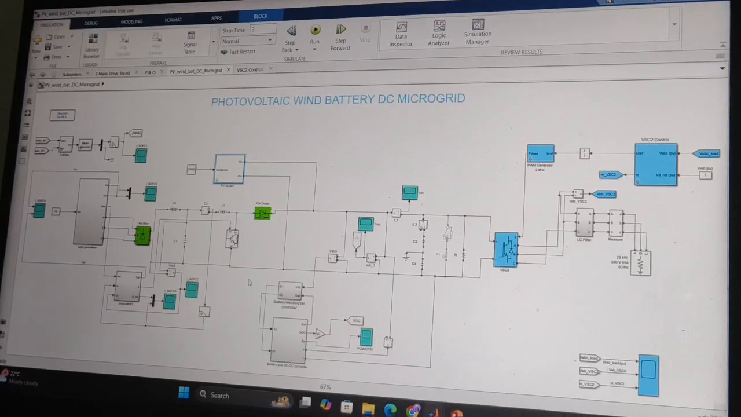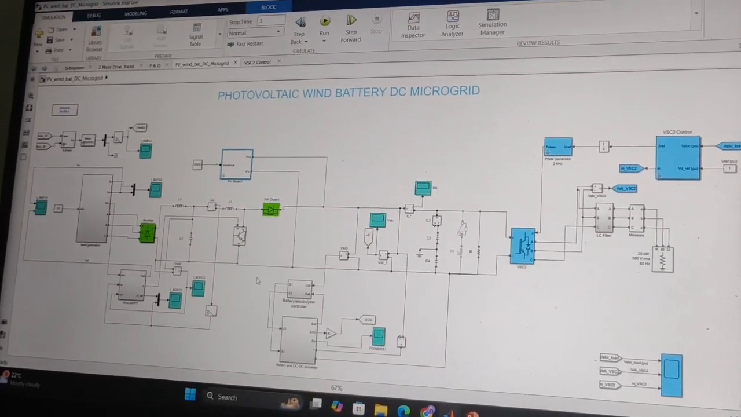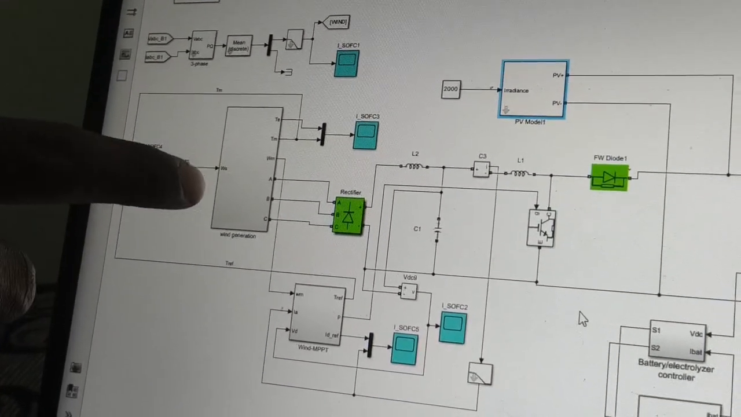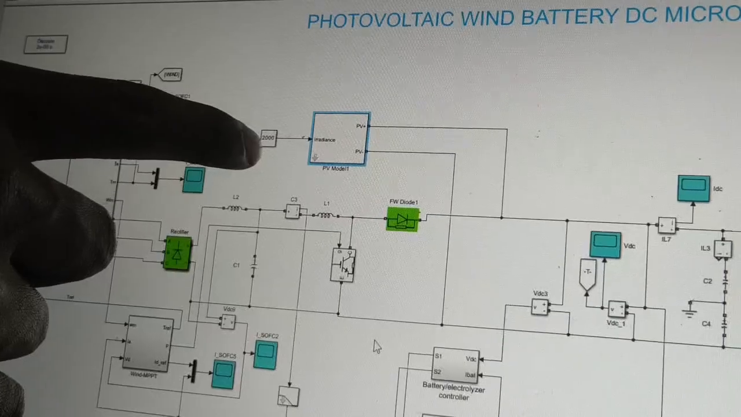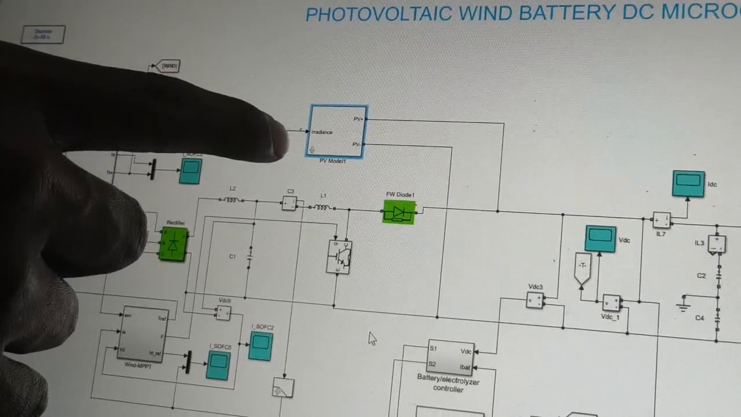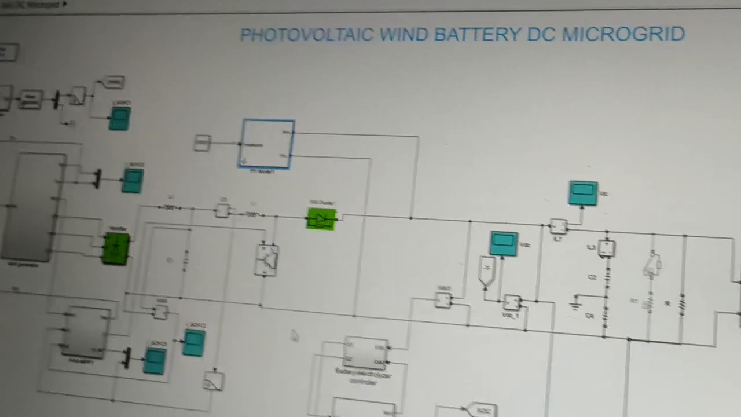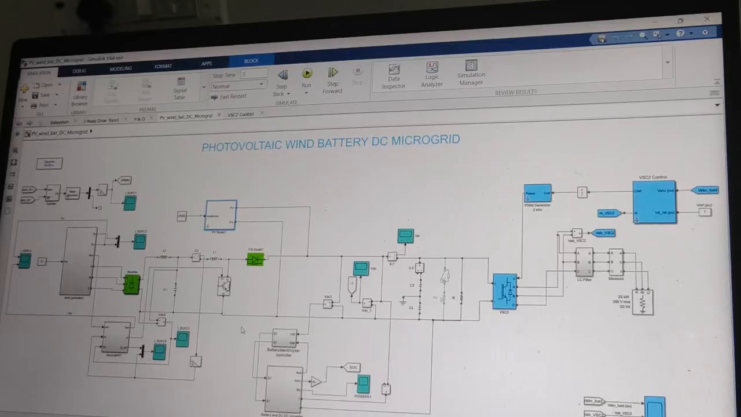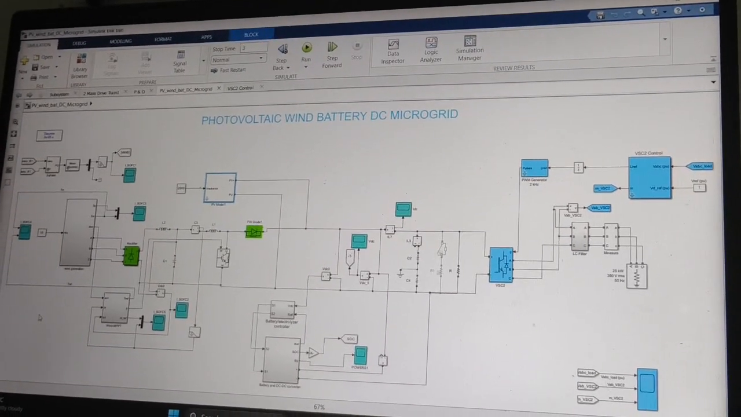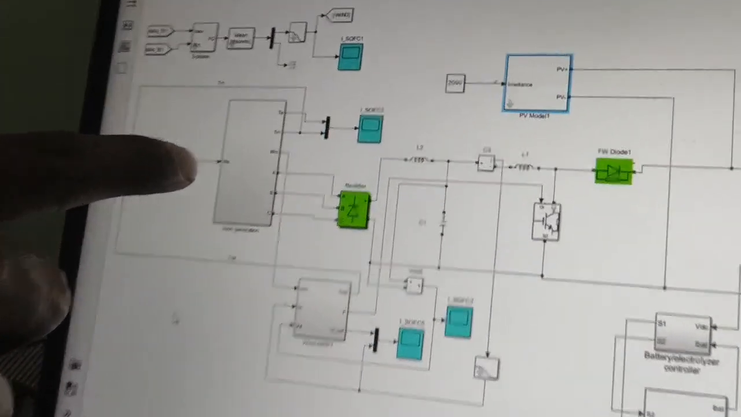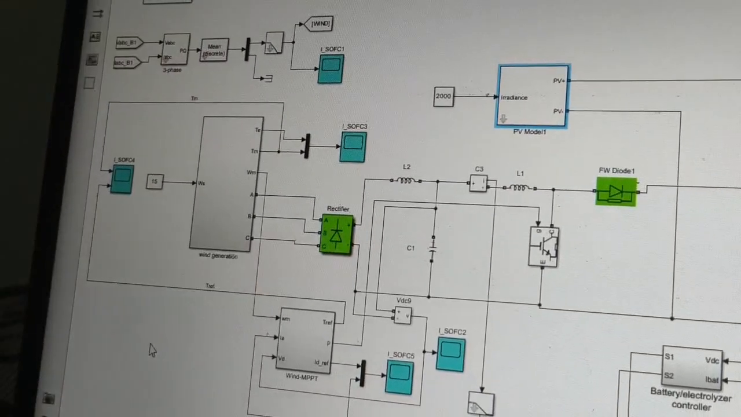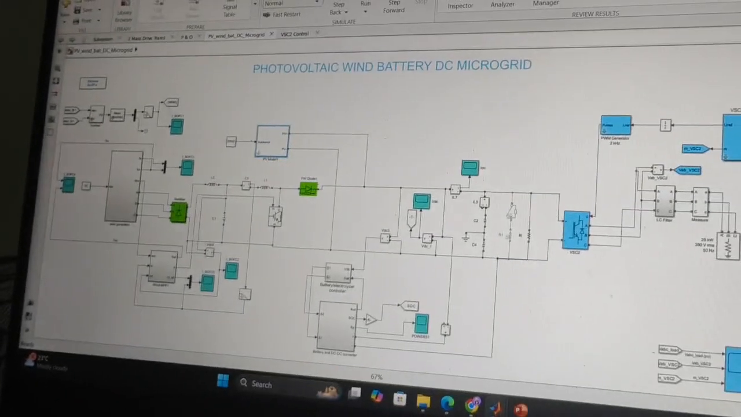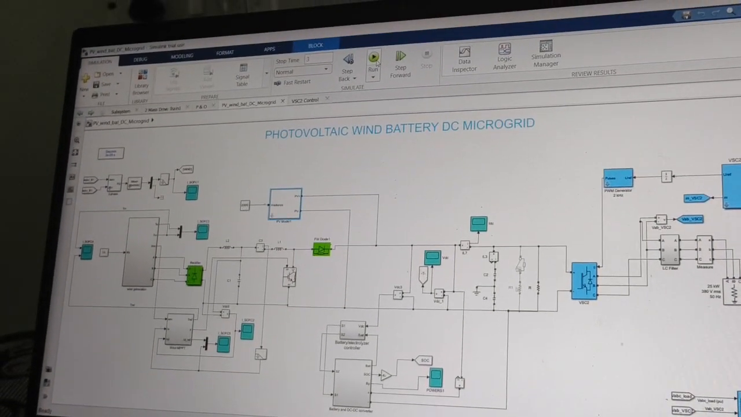This is our project. One more thing to say: the input for the wind is torque, and here we used 15. The input for the PV module is irradiance, and here we used 2000. We have taken these values, and I will run this project. Here 15 means 15 kilometers per hour of wind is coming, so the torque is given as 15, and irradiance is 2000. Let's see what will happen.